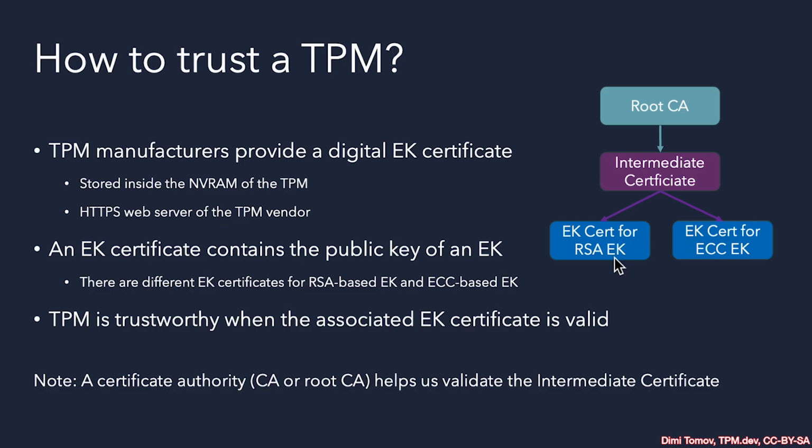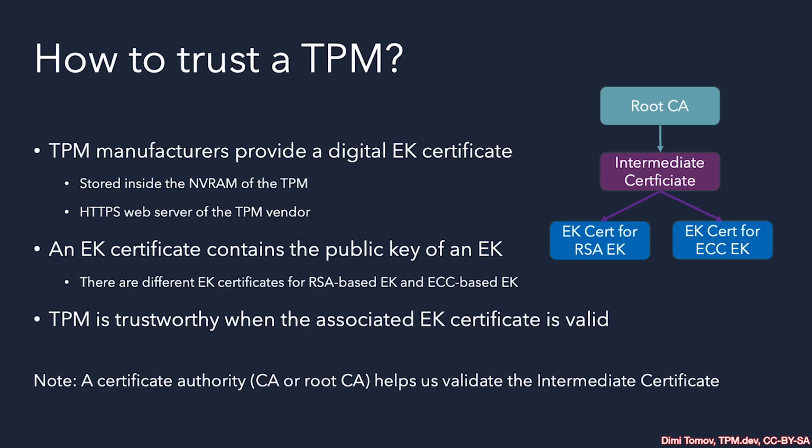Usually we have at least one EK template for RSA and one EK template for ECC, as we learned in the last lecture. And each EK variant has its own EK certificate. These certificates can be verified using the intermediate certificate of the TPM vendor. And that TPM vendor certificate is then validated using a root CA or a well-established certificate authority. In this course, we will not go into details about X509 certificates.